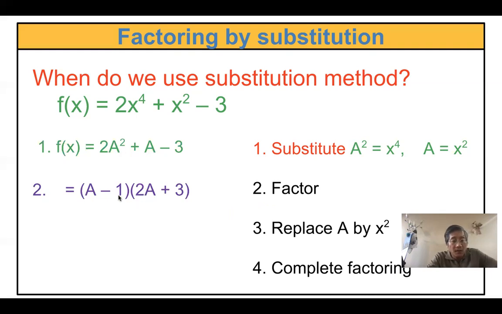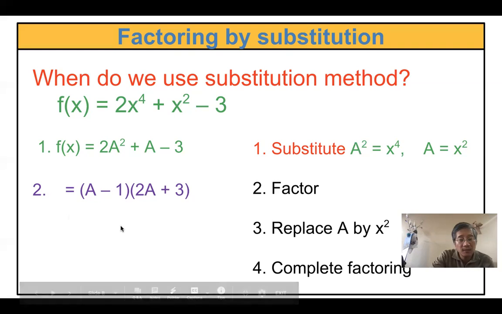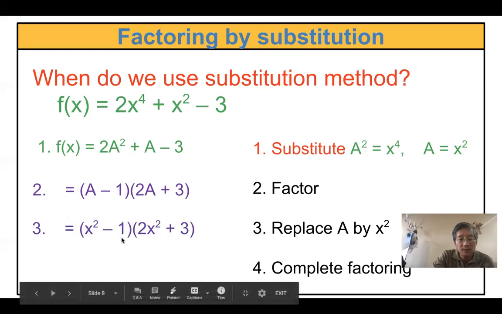A times negative 1 times what is negative 3? So positive 3. So 2a plus 3. Now what do you do? What is a? A was x squared, right? So you should replace the a's by x squared. So if you replace it, what happened? X squared minus 1 times 2x squared plus 3.